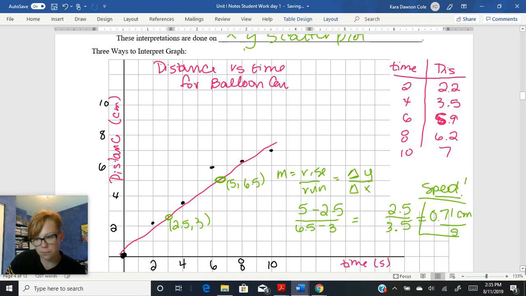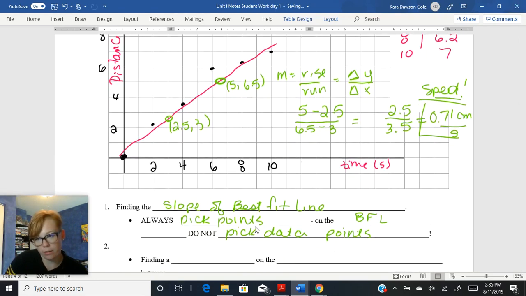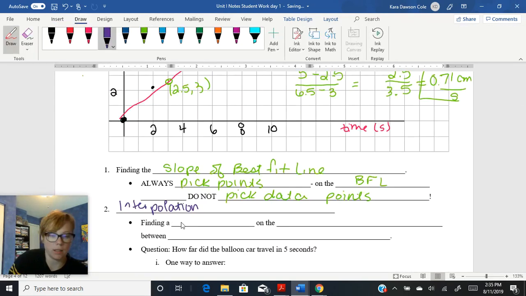Okay. So that's one way I can interpret a graph. The next way that I can interpret a graph is called interpolation. Finding a point on the best fit line between data points.